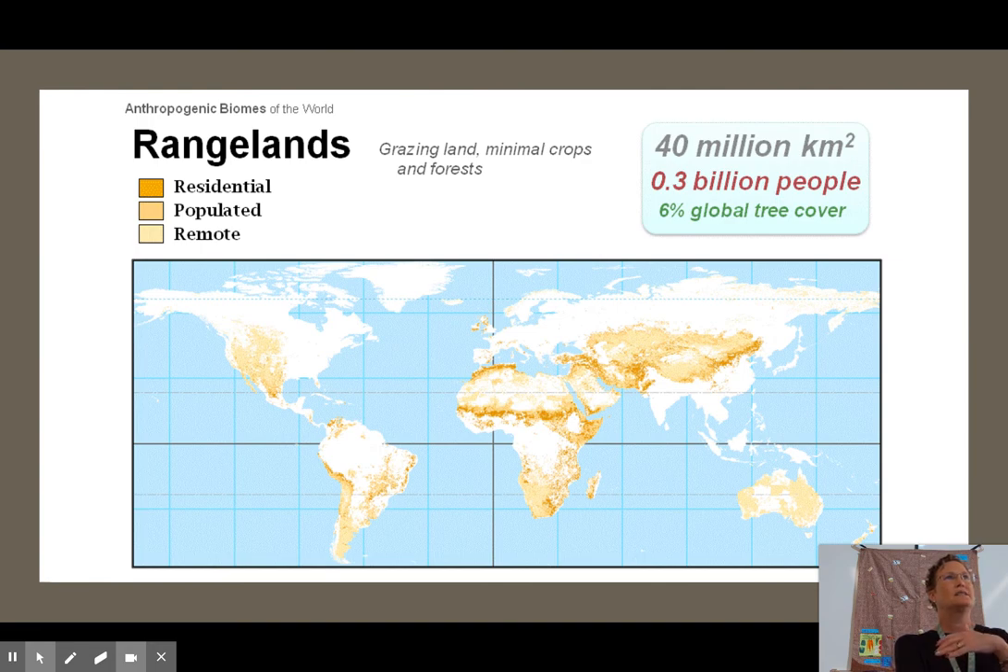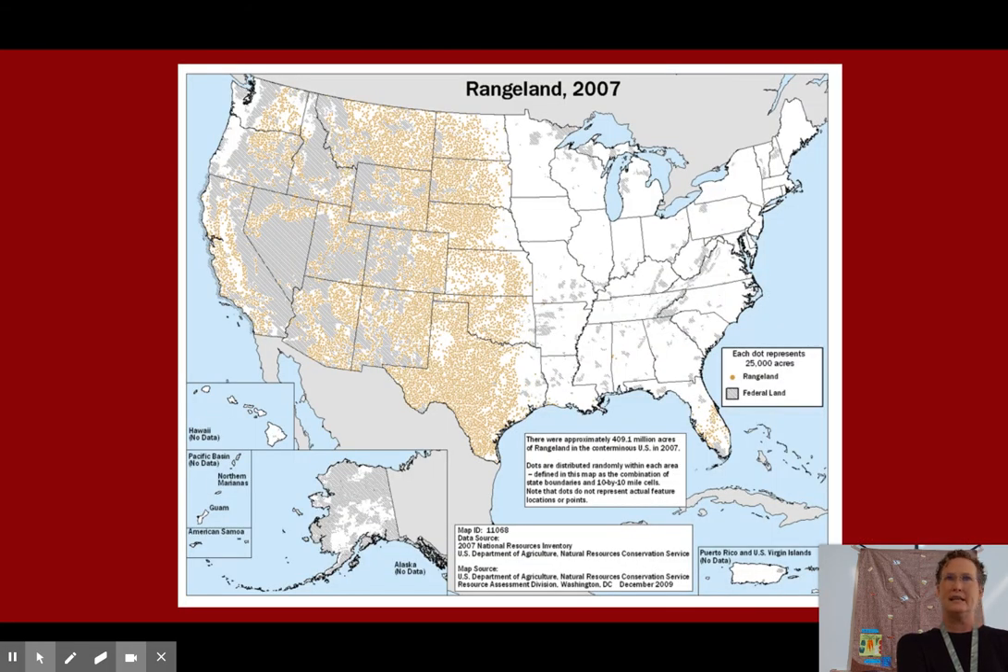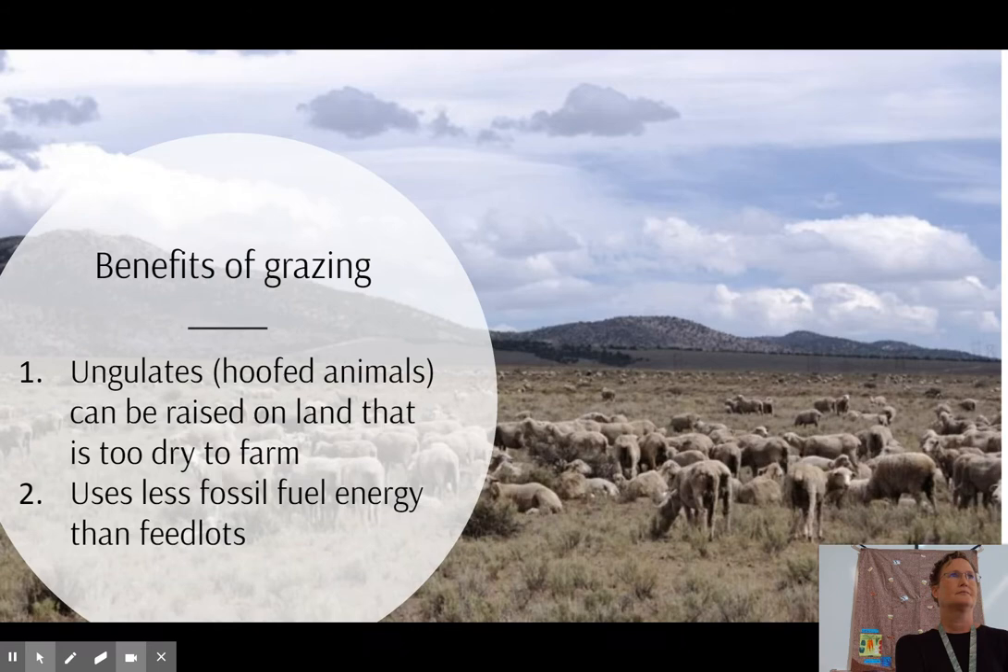And so this is how it has changed things all over the entire world. A little bit to show you guys where things are. Okay, and where the rangelands are in the United States. Okay, mostly on the west. And so the benefits of grazing is that ungulates or hoofed animals like cows and sheep can be raised on land that's too dry to farm. And it uses less fossil fuel energy than feedlots.